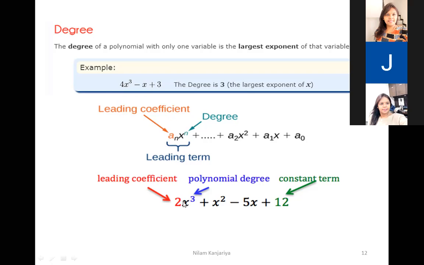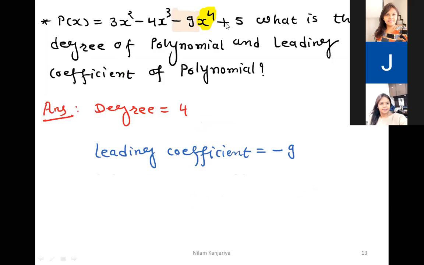So look at this string. The highest power is 3, and the multiplication term in this is 2. So 2 is the leading coefficient. And in this question, the highest power is 4, so its degree is 4. And the coefficient of this power term is minus 9. For that reason, the leading coefficient is minus 9.